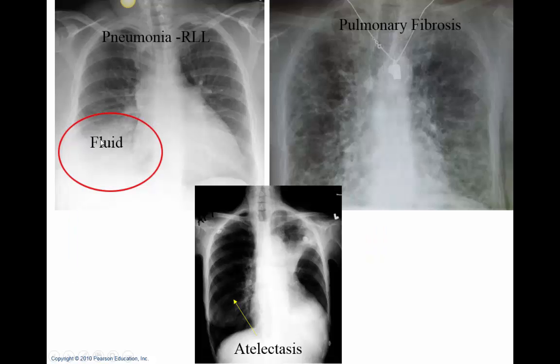Here we have connective tissue, inflammation, scar tissue, again interfering with that delicate respiratory membrane. And here we see a lung collapse. Atelectasis is a term for a collapsed lung.